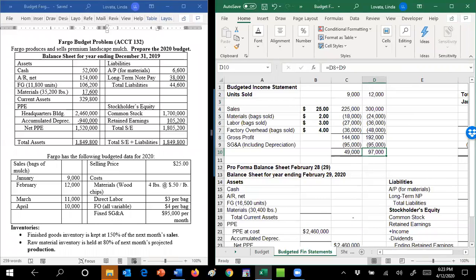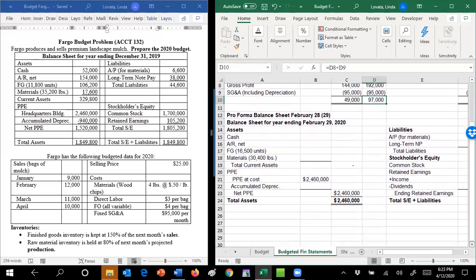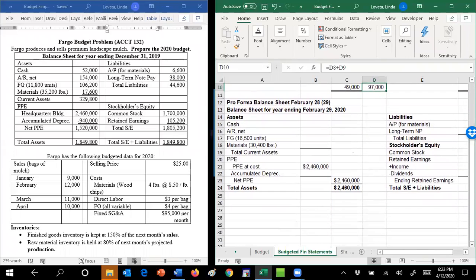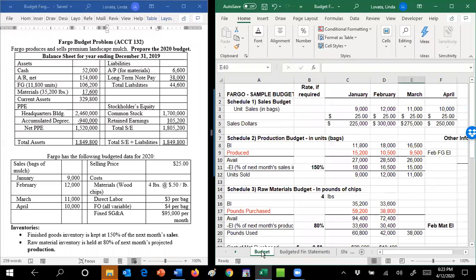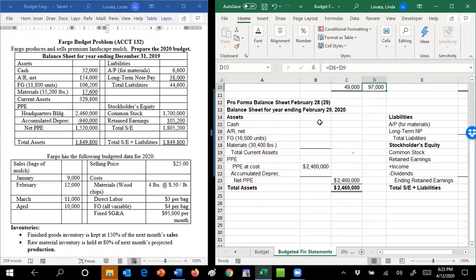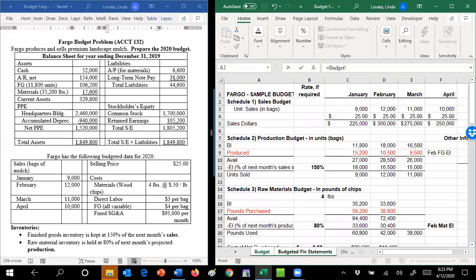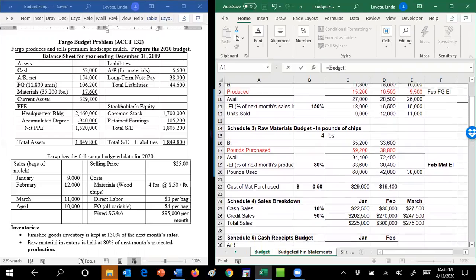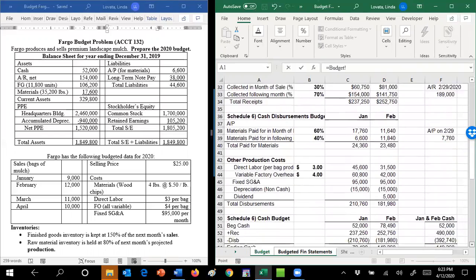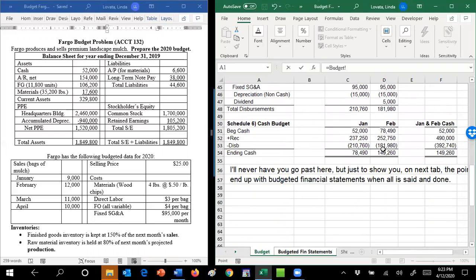Okay. The balance sheet, all those little calculations we had on the side, a lot of those go here. So your ending cash balance, let me just put an equals here and I can find it. Your ending cash balance comes from the very bottom, your February ending cash.